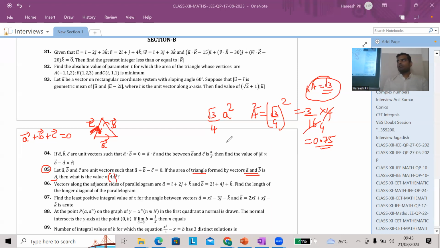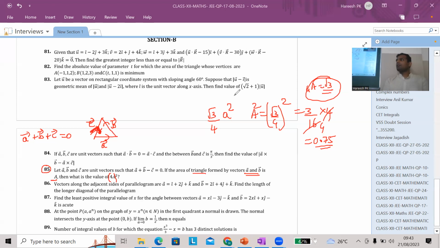Right? If we apply what Ramsar told, then you have to do it like this. Transpose C to the other side, square on both sides, we'll get the angle between A and B. Then take the cross product, mod A, mod B, sin theta. We'll get theta 60. We also got theta 60. So sin theta is √3 by 2, so √3 by 2 is A, √3 by 4 is A.